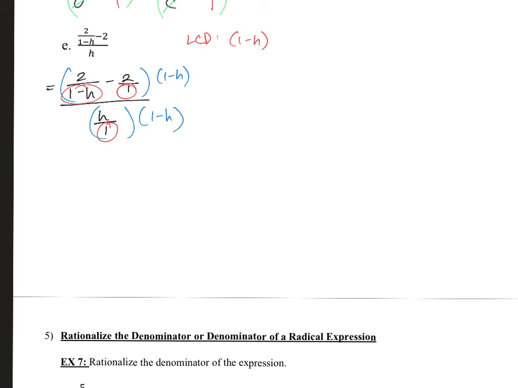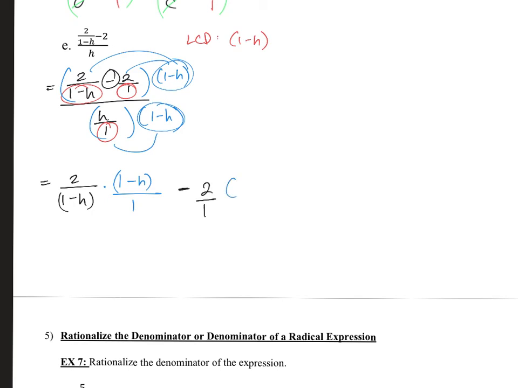Let me rewrite this with all the multiplication, because as usual, we're distributing it in. So we have 2 over 1 minus h times the 1 minus h, and we'll put that over 1. Then we bring down the minus sign, minus 2 over 1 times the 1 minus h, which I'll put over 1. And the main division line. And then we have the h over 1 times the 1 minus h over 1.